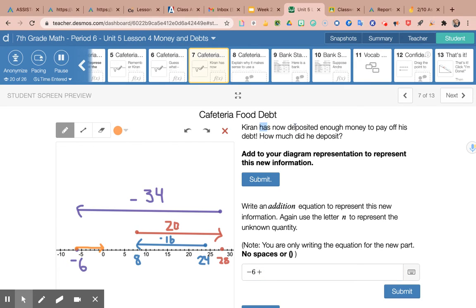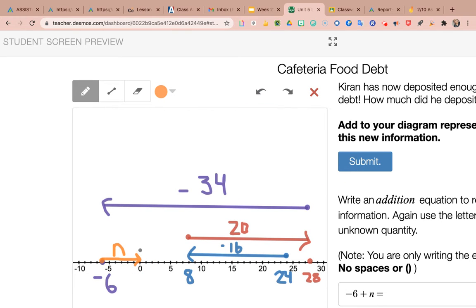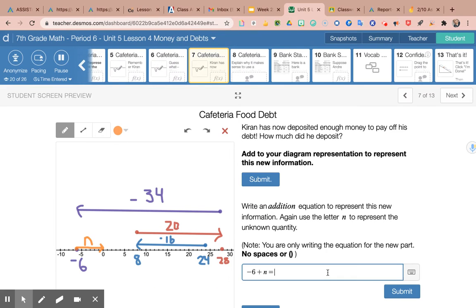Let me check. It says he now deposited enough money to pay off his debt. How much did he deposit? So it didn't tell me how much he deposited. So I'm going to say that's the unknown. It did not tell me how much he's going to deposit or add. It just said he's going to add enough to pay off his debt. So I'm going to add an unknown amount, N. And then equals, well, my arrow ends at 0. So my equation is going to equal 0.